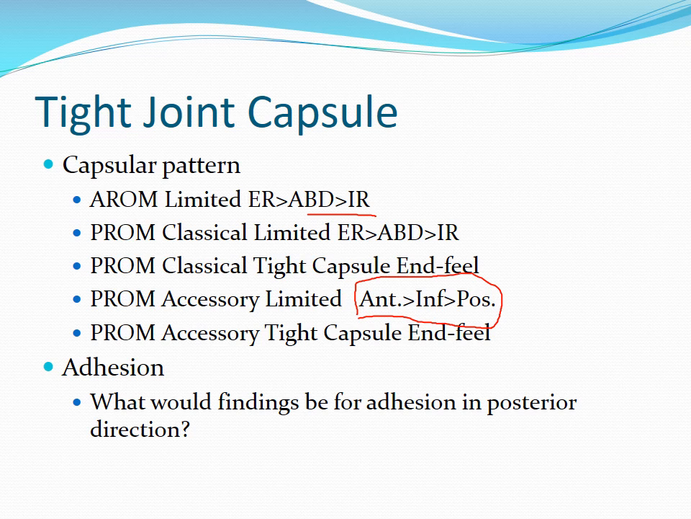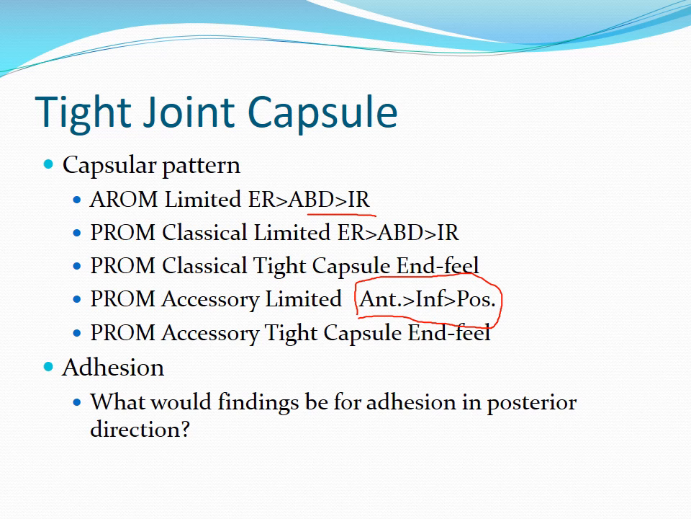Okay, so let's talk about it. The posterior glide would be limited. So they wouldn't have a pattern of restriction. They just at least have this restriction in one direction. So you would see them limited in internal rotation potentially. You could also see them limited in an elevation that requires internal rotation, such as flexion. They're in more internal rotation for flexion than they are for abduction, so that could also be limited.